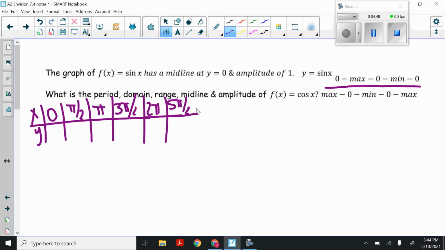So if I plug in 0, the cosine at 0 is 1. The cosine at pi over 2 is 0. The cosine at pi is -1. The cosine at 3 pi over 2 is 0. The cosine at 2 pi is 1. The cosine at 5 pi over 2 is 0. Again, I notice it repeats itself, starts over. So therefore, it has a period of 2 pi as well.